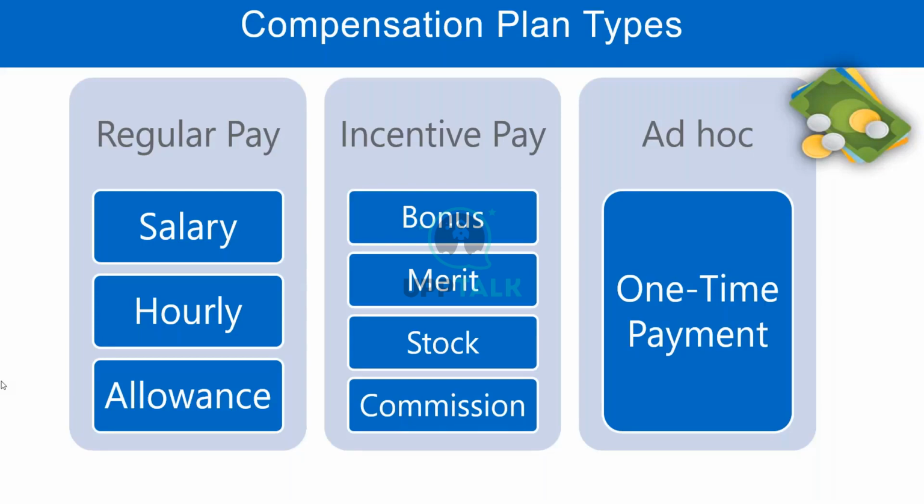Now, what is the difference between incentive pay and regular pay? Regular pay is something that will come to you periodically, no matter what. Mostly the same amount every time, unless and until you are given an increment where your base pay changes. But apart from that, you are going to get the same amount every pay period.